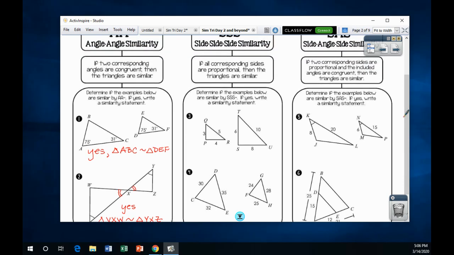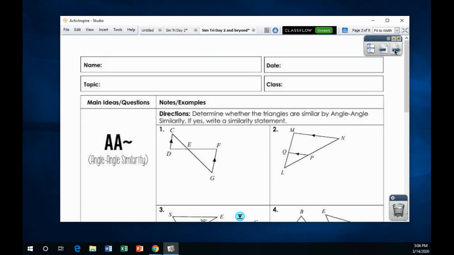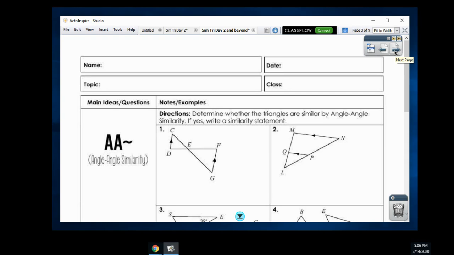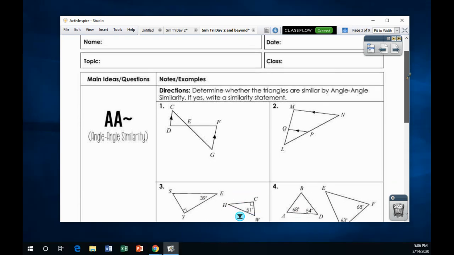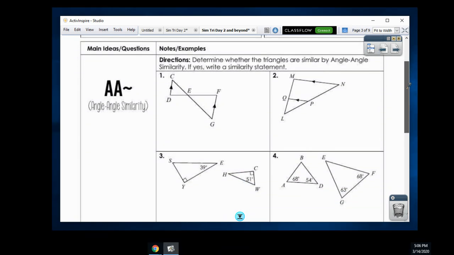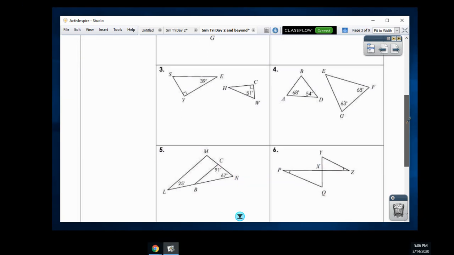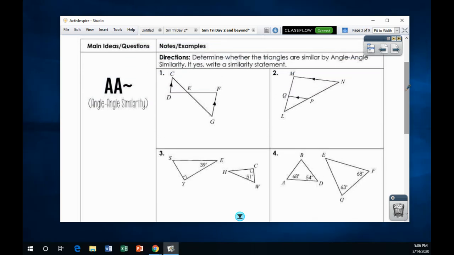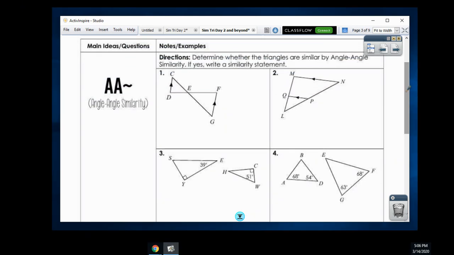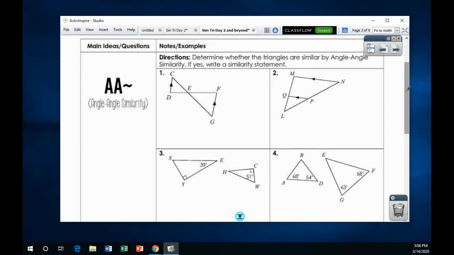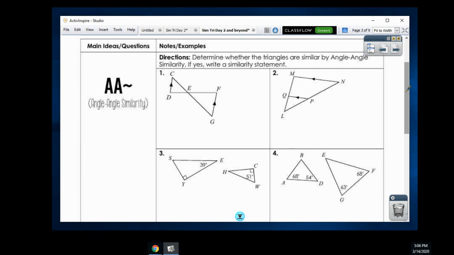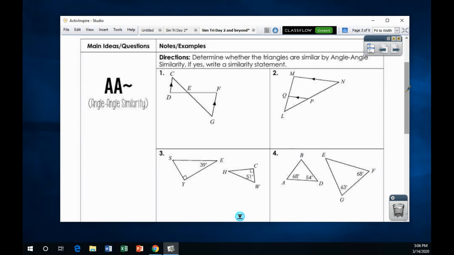All right. So let's move forward a page or 2 and actually do a problem or 2 with that, okay? These are angle-angle. So 1 through 6, these should all be angle-angle, but it's possible that they're not similar. So let's give some of these a try. So these will be kind of our practice problems right here. So determine whether these are similar by angle-angle, and if so, write a similarity statement.